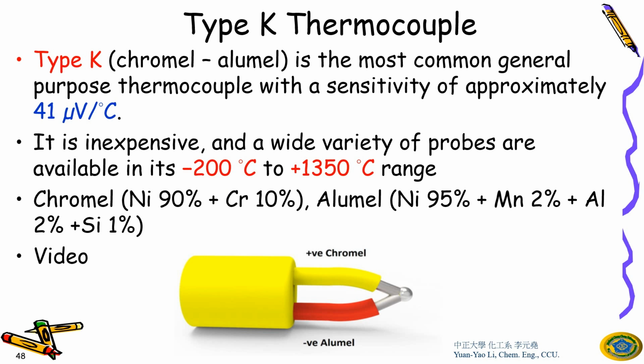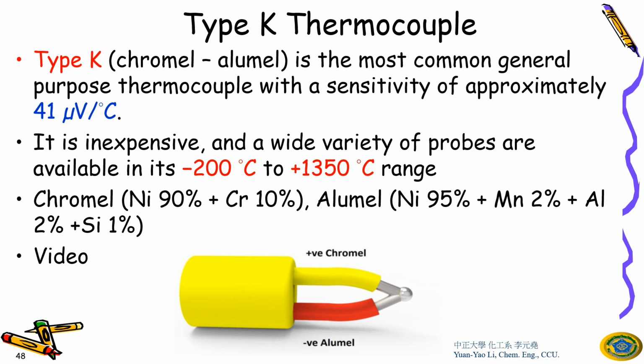So this is the K type. There are many types because you have different alloys, and you put different alloy wires together. You produce different voltages. One of the important types is called K type. That's what we use very often. The K type is the most common general purpose thermocouple, with a sensitivity of approximately 41 microvolts per Celsius. So if we increase 1 Celsius, the voltage increases by 41 microvolts. So you can calculate the microvolt increase related to the temperature.